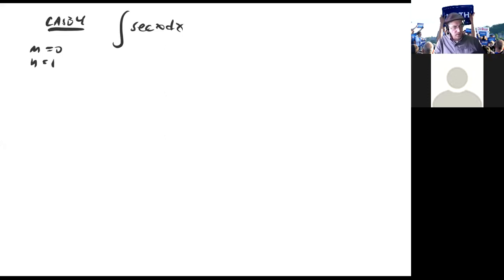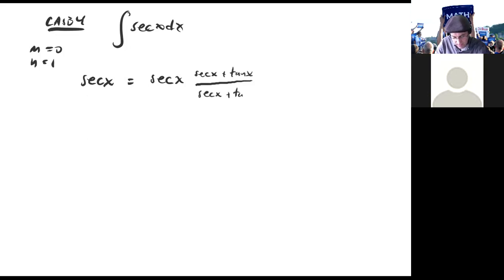Okay, so we're going to use a trick in this one. This is something that is kind of, no one knows. This is like pulling a rabbit out of a hat. So you're going to consider secant x. And what we're going to do to secant x is multiply it by 1 in a very funny way. So I'm going to multiply it by (secant x plus tangent x) over (secant x plus tangent x).